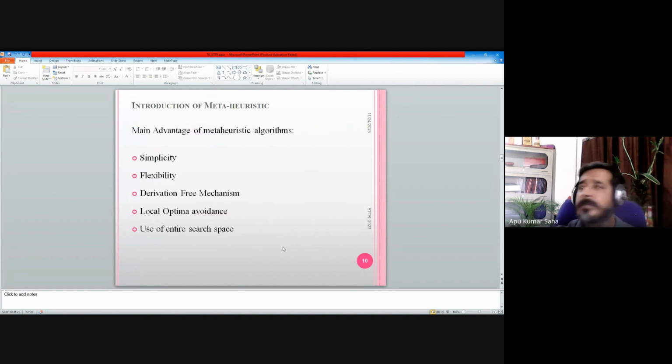Now the advantages. Simplicity: they are very simple, with only a very small number of parameters. Then they are very flexible; as I told you, you can use them to solve any kind of problem. Derivative-free mechanism: you don't need derivative information, and you don't need the objective function to be continuous or not. Then local optima avoidance: there are mechanisms to come out of local optima entrapment. Then use of the entire search space to find your solution.